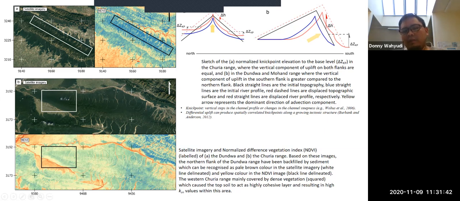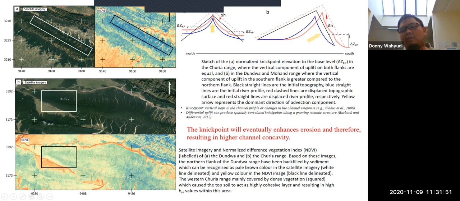So the nick point here will eventually change erosion rates and therefore result in higher channel concavity. So we think that after the nick point is generated, it will enhance the erosion in the southern flank. Therefore, it causes an asymmetry in concavity as well.